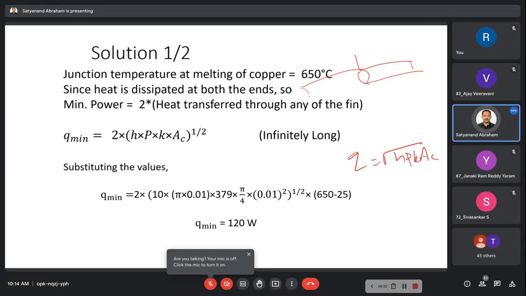It is happening on both sides, right? We have an infinitely long fin on both sides because we are soldering at the center. So the minimum Q that we need to give is 2 times root of HPKAC. Okay. So do we know H, P, K and AC?